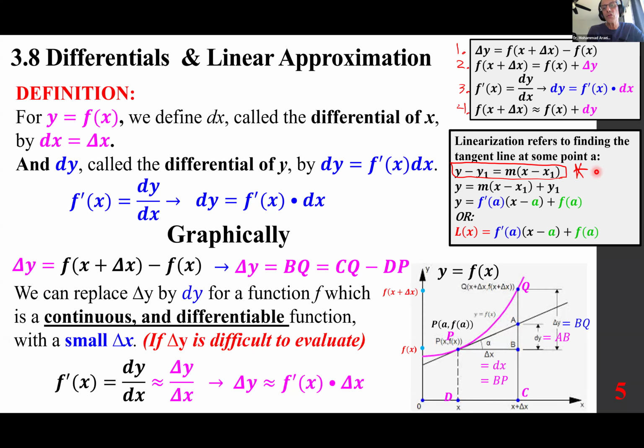However, if you move the y1 to the other side, negative y1 becomes positive y1. Replace the m with f prime of a, x sub 1 with a, and y1 with f of a. And y is L of x. By the way, this is just the terminology. L of x means linearization, and it means the equation of a tangent line. Do I have to memorize this formula? No, just find the equation using the point-slope form.